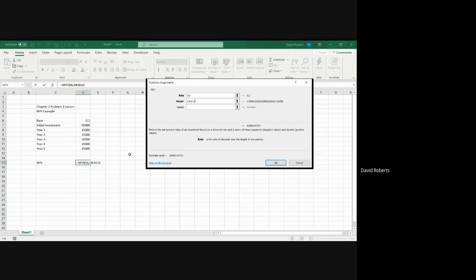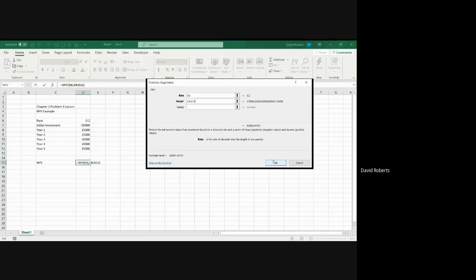Excel assumes that the first cash number is 1 year from now. And if you pick the initial investment, it'll actually say the initial investment of 50,000 is not at time 0, but it is 1 year from now. And all year 1 will be year 2, etc. So they'll all be off by a year.